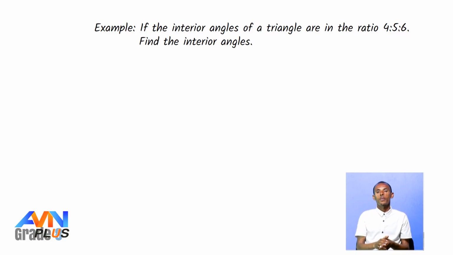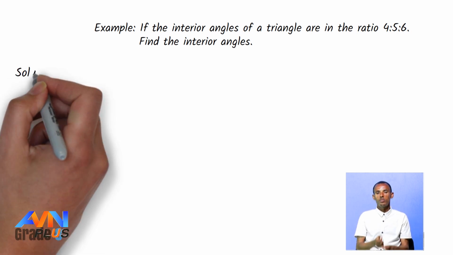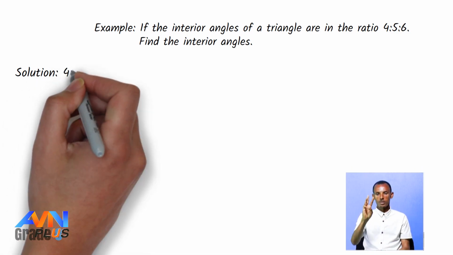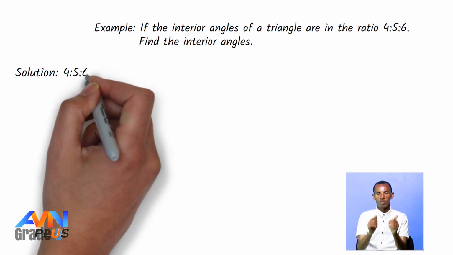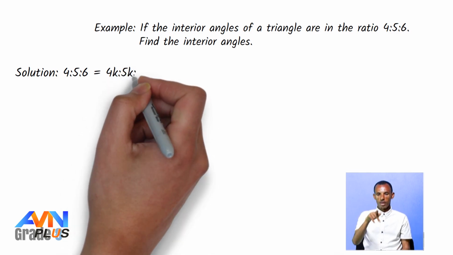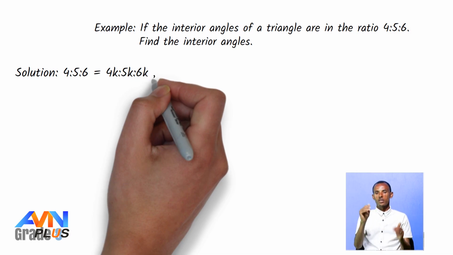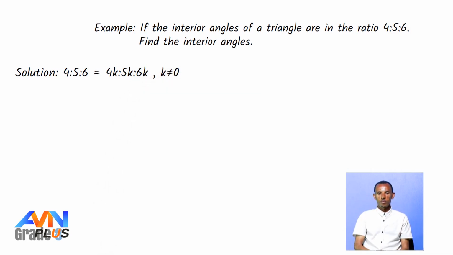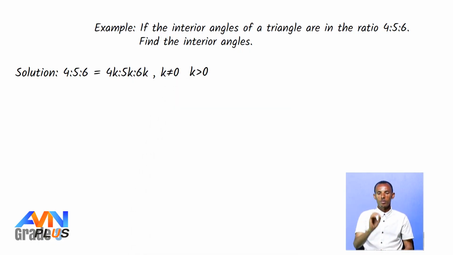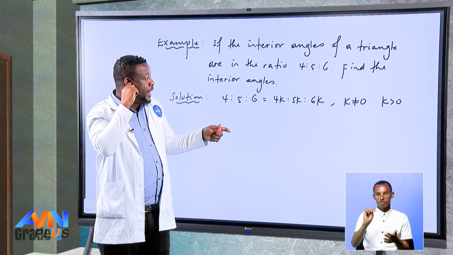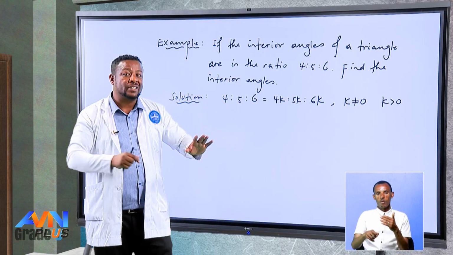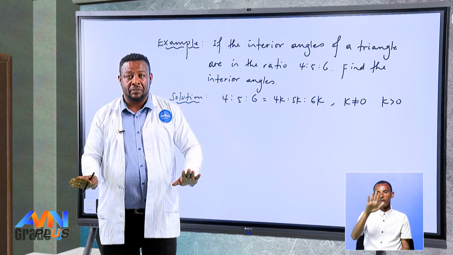Okay, 4, 5, 6 is equivalent to 4K, 5K, 6K, where this K is something different from 0 and positive, right? It should be a number bigger than 0, so that this simplified form can be converted into its original form. Assume the original values of each angle are 4K, 5K, 6K, right?